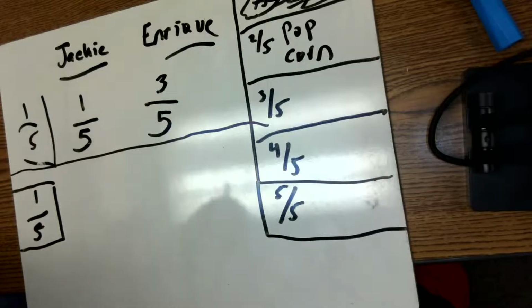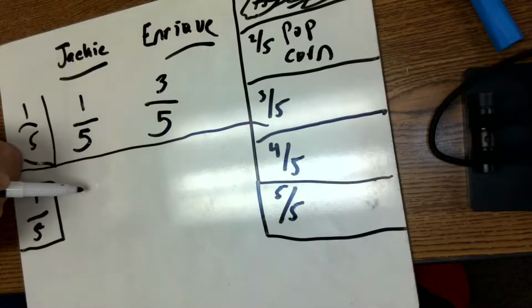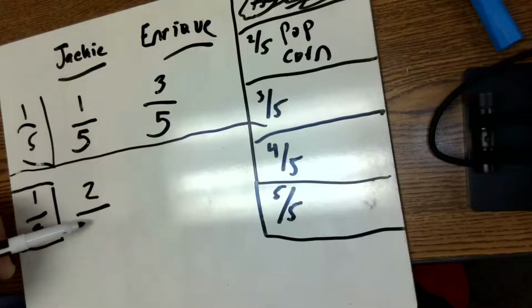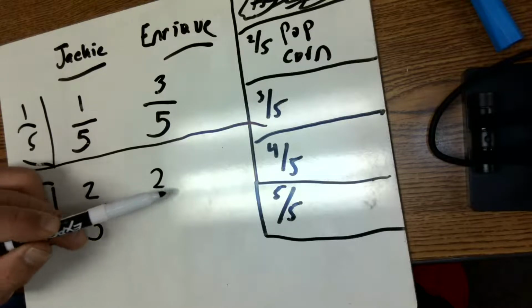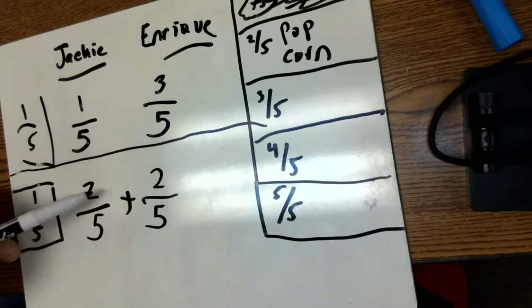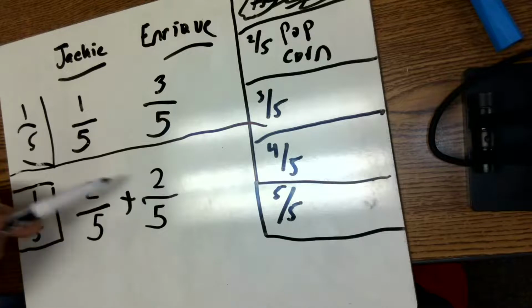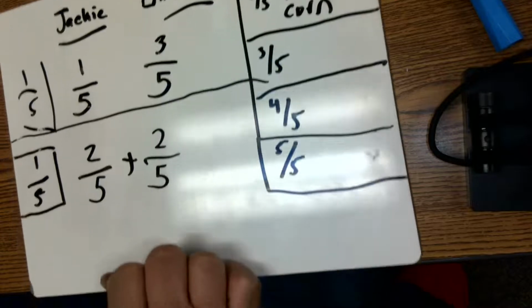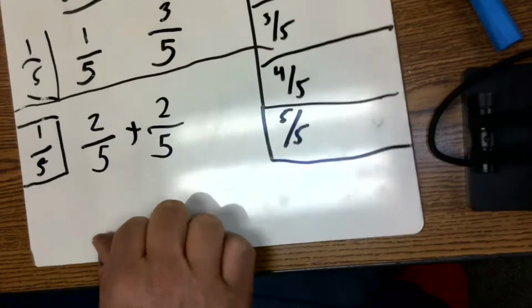Remember, only working with 4/5. 2/5 each. Nope, 1/5 over here. Oh yeah, you're right. I'm sorry, 2/5. Yes. 2/5 plus 2/5 is 4/5, and one more is 5/5. That's correct. So they just go equally.